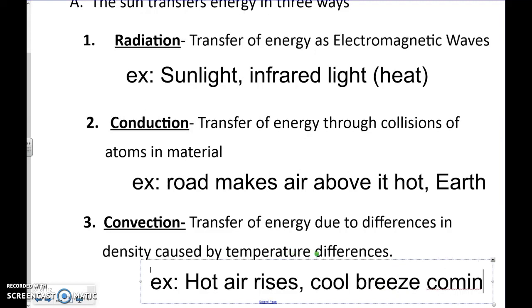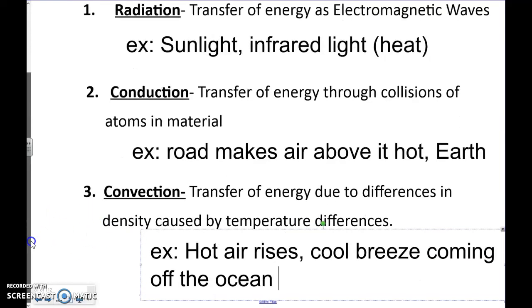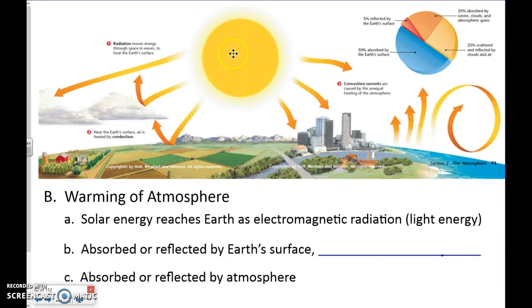So coming off the ocean, and this is going to come into play. We're going to spend some time with this later as we go into climate, because this is a big thing about what determines the climates throughout our system. You have this nice example of the diagram on your paper that shows the different ways.